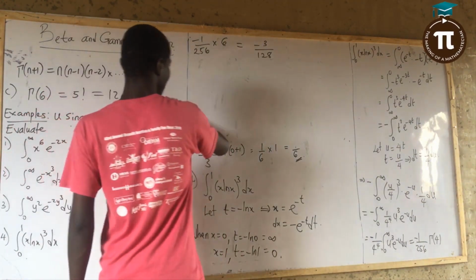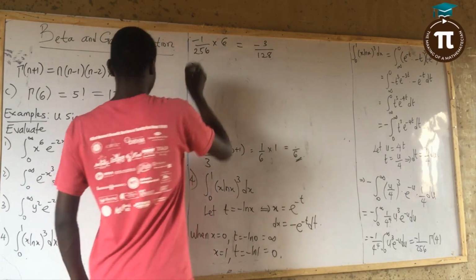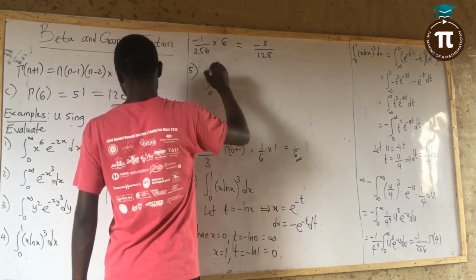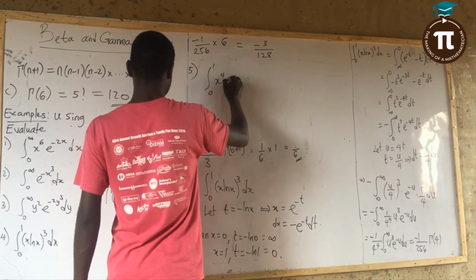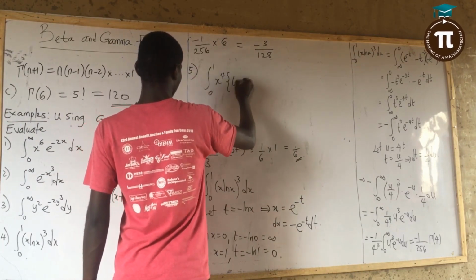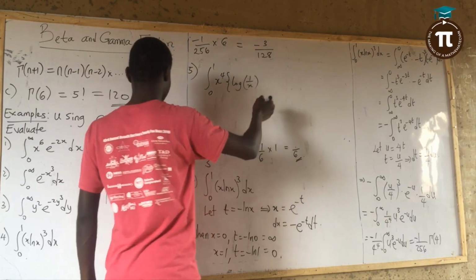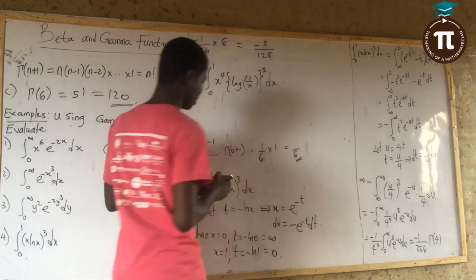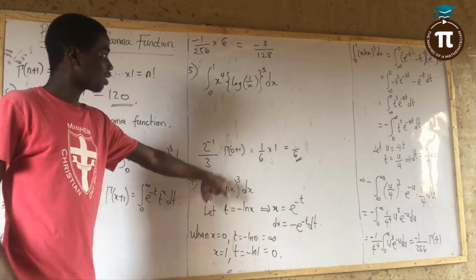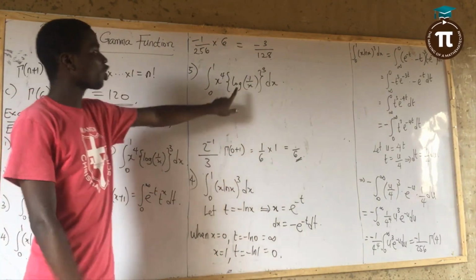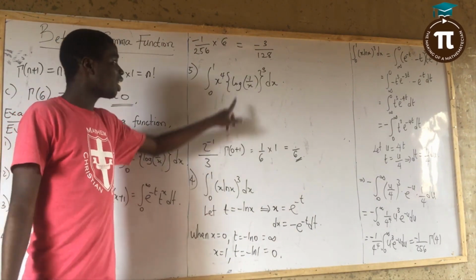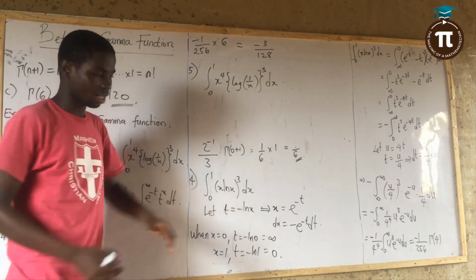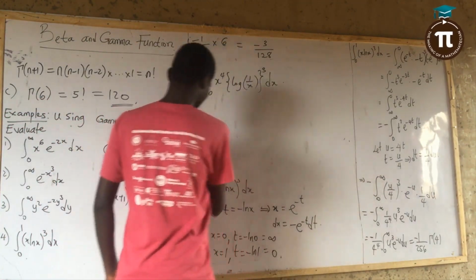Then the last one, number 5, the 5th question. Integrate from 0 to 1 of s raised to power 4 log of 1 over s, all raised to power 3, ds. Just the way we solved this, we will also solve this one like that. This log you are seeing here is exactly ln. When you see log like this, it means log to base e, and log to base e is ln. So that's what we are going to do.